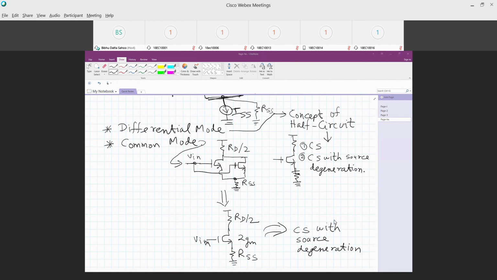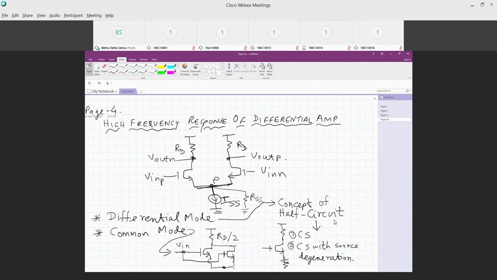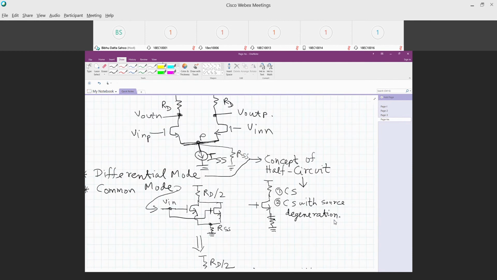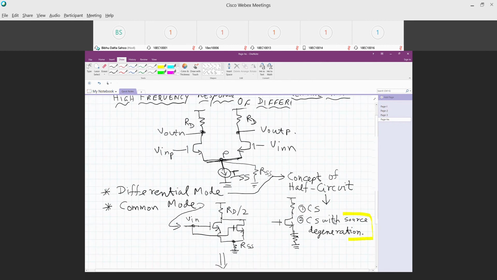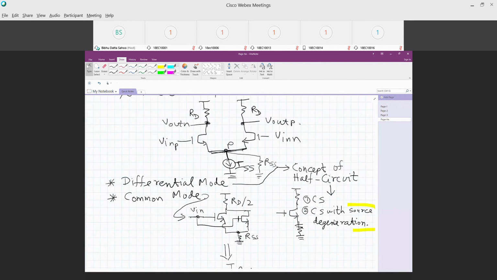So now what I will do is in the homework, I'll give a homework problem on common source with source degeneration or common emitter degeneration, and I will tell you to analyze the differential amplifier, common mode and differential mode frequency response by using this method that I just discussed right now. Any questions so far?